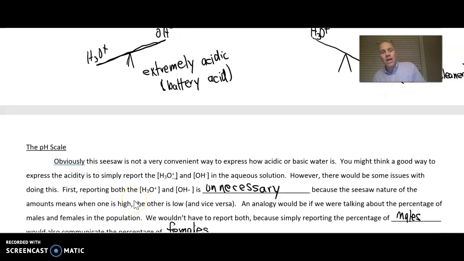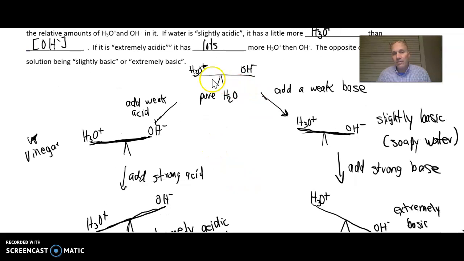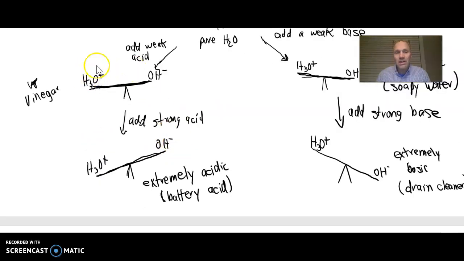So if you were to say to somebody, how are we going to express these relative amounts of H3O plus and OH minus? You might think that just reporting the molarities themselves would be a good way. But first of all, reporting both of these would be unnecessary. Sometimes you might say that it's redundant, and that's because of this seesaw nature of the amounts. When one is low, the other is high. Or sorry, when this would be the high one, this would be the low amount. So since there's this seesaw nature, simply reporting the amount of one of them would also communicate the amount of the other.